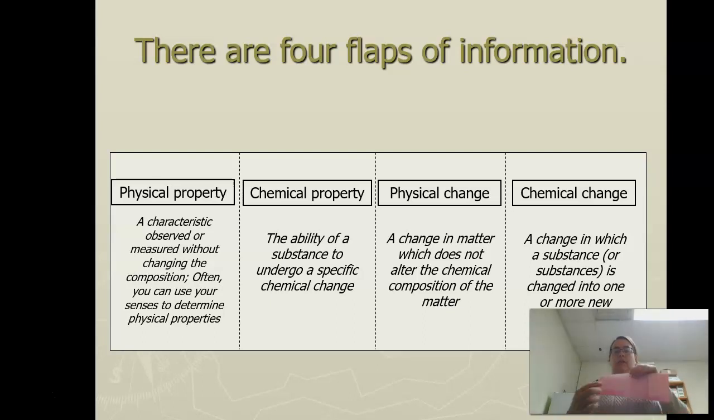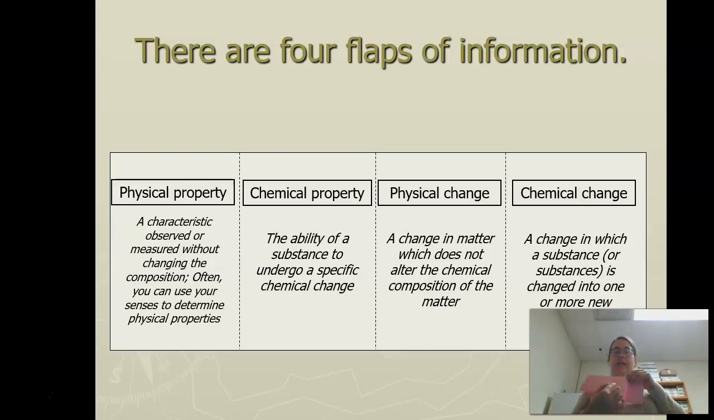Second, on the second flap, you're going to write on the outside chemical property, just like you do on the first. And you're going to flip it open, and on the back, you're going to write this definition. It's the ability of a substance to undergo a specific chemical change. Property words are descriptive words. So you'll hear a descriptive word, an adjective, usually.